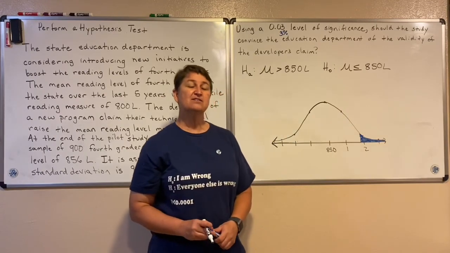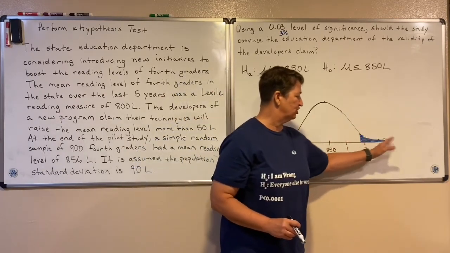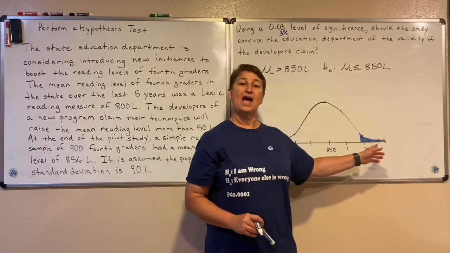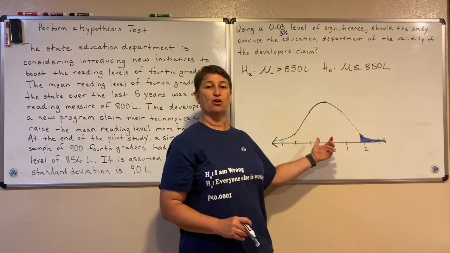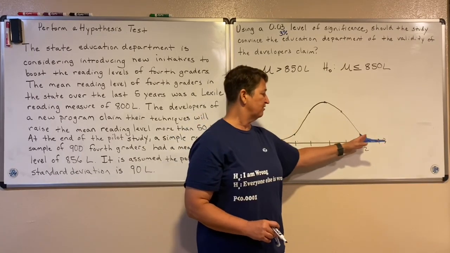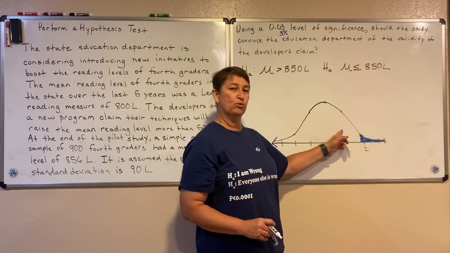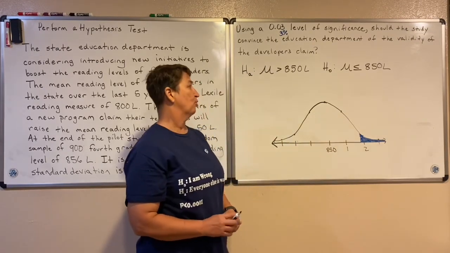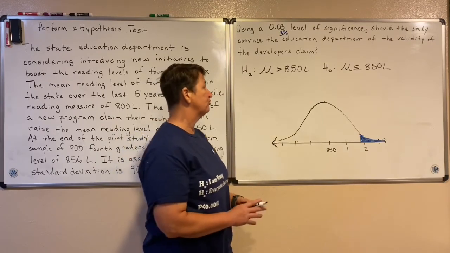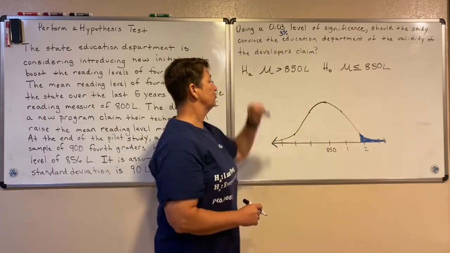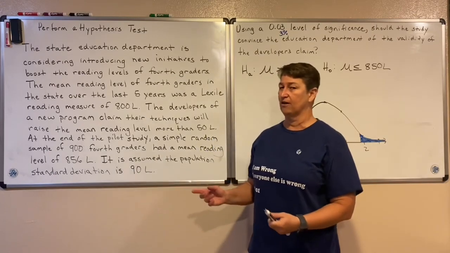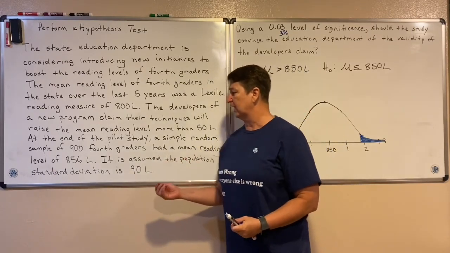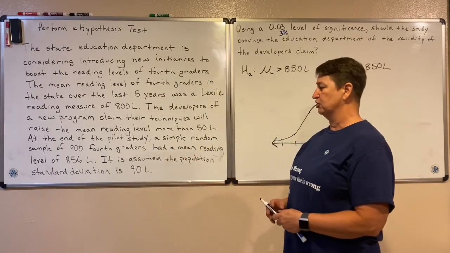If my test statistic falls in that rejection region, then we're going to have enough evidence to support our claim. If it doesn't fall in that rejection region, then we would fail to reject the null. We would not have enough evidence to support the claim. Okay, now that we have that rejection region drawn based upon our level of significance, let's see what our standard deviation is.